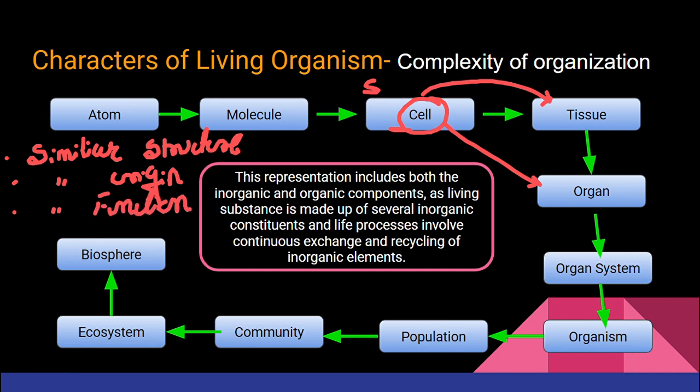Okay, the cells which have similar structure, similar origin and similar function will combine together to form tissue. Tissue will combine together to form organ. Organ will combine together to form organ system, and organ system will combine together to form organism. Now write it in the chat box and tell me which one is the simplest one out of cell, organism, and which one is the complex one.